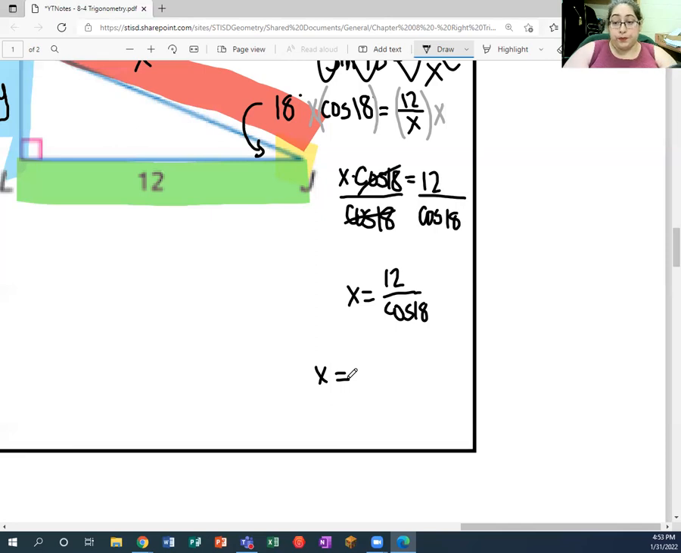I'm going to hit enter, and my calculator spits out a value of 12.6175, but I'm going to round it to 12.62. Now let's show you how to do it on a phone calculator.